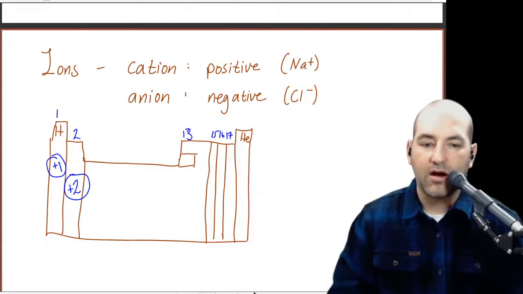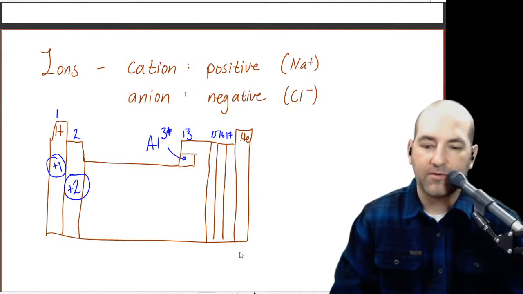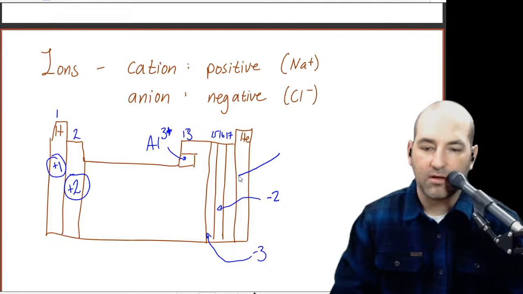Other ones that are predictable like that: in column 13, there's just aluminum, because that's really the only metal in there that does this. But aluminum is always +3. And then column 15, I should have made this bigger, I'll just draw arrows. Column 15 is -3, column 16 is -2, and column 17 is -1.